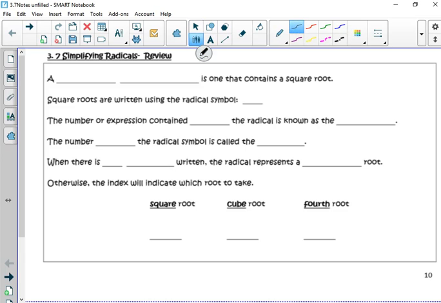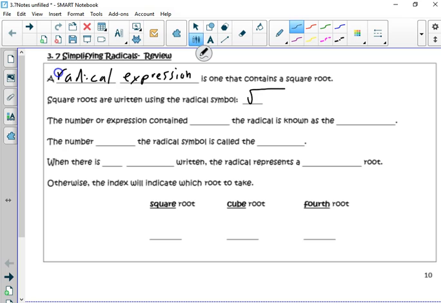Okay, simplifying radicals. A radical expression is one that contains a square root. Sort of. Square root is what we use all the time. We'll talk about the other ones.